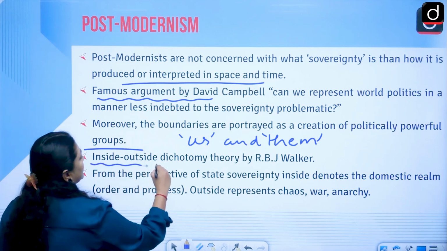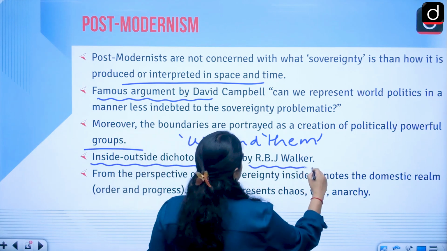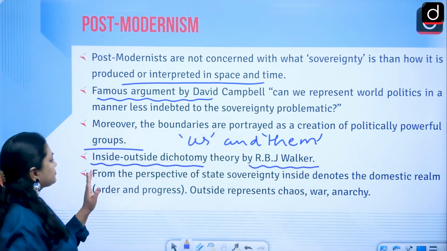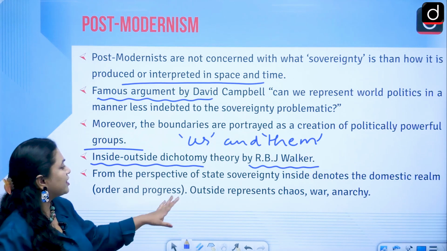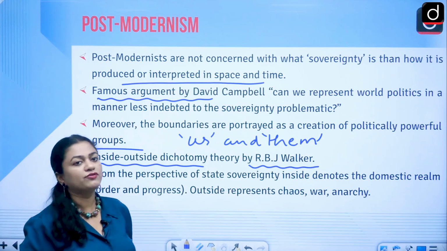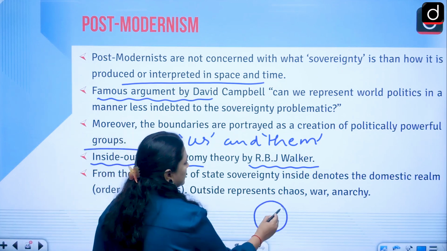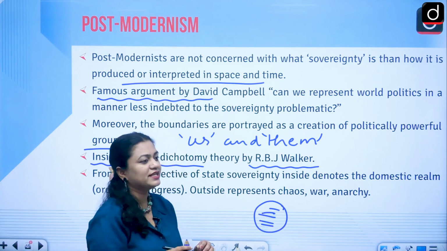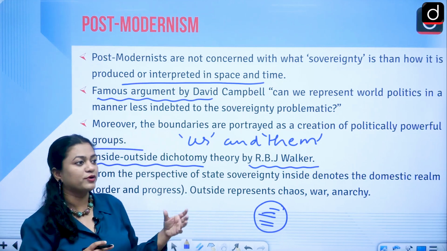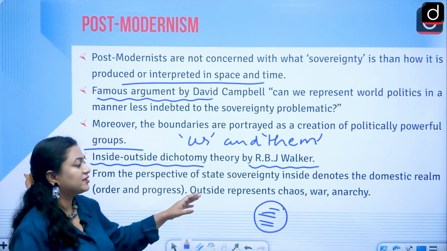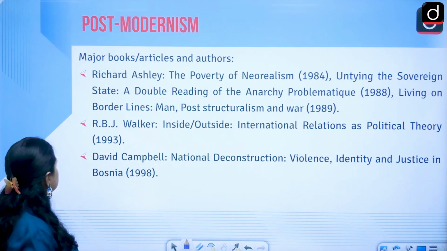Now, the inside-outside dichotomy of sovereignty was a theory propounded by R.B.J. Walker. Okay. From the perspective of state sovereignty, inside denotes the domestic realm, order and progress. Outside represents chaos, war and anarchy. Within the inside, we say that domestically, through the application of sovereignty, every country has progress and order. But at the outside level, you talk about anarchy. So, Walker is also questioning the same.